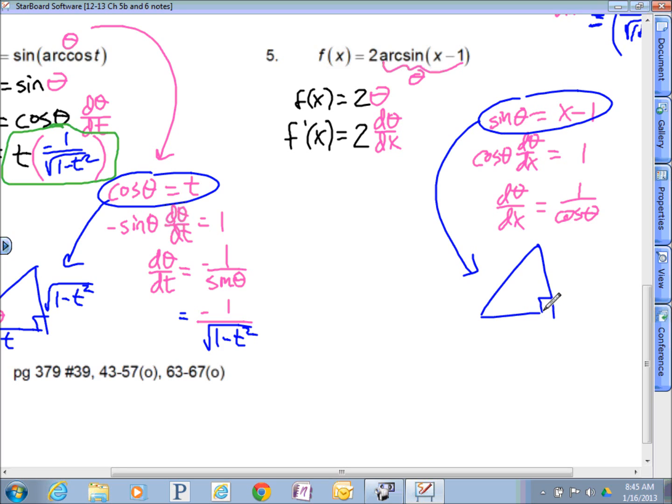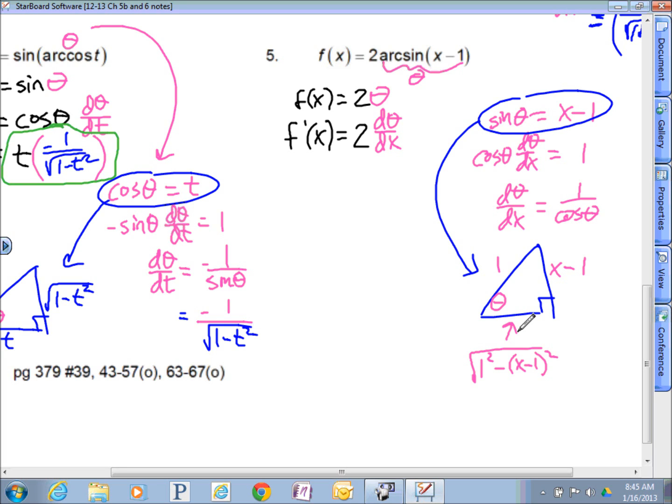This one might get a little bit tricky because for our theta, the opposite would be x minus 1. The hypotenuse would be 1. Finding this third side is going to be a little bit of a trick. So how about square root of 1 squared minus the quantity x minus 1 squared. You could leave it like that. If you wanted to, you could clean it up and go a little bit further, but that's really what this third side is. So I'm just going to leave it in that form because there's really nothing wrong with it.